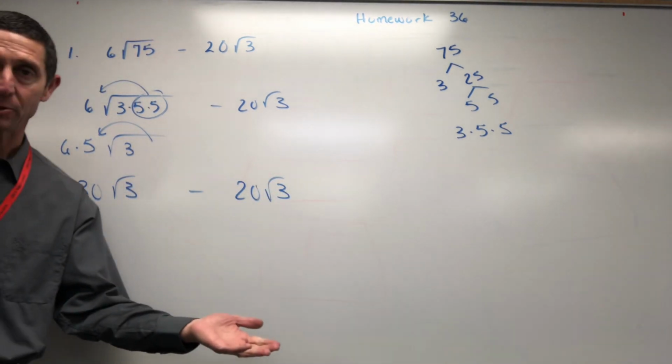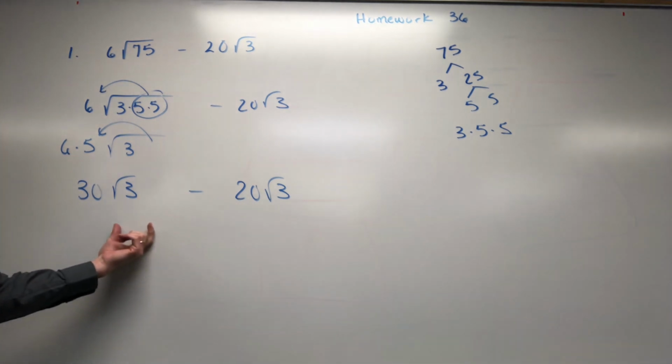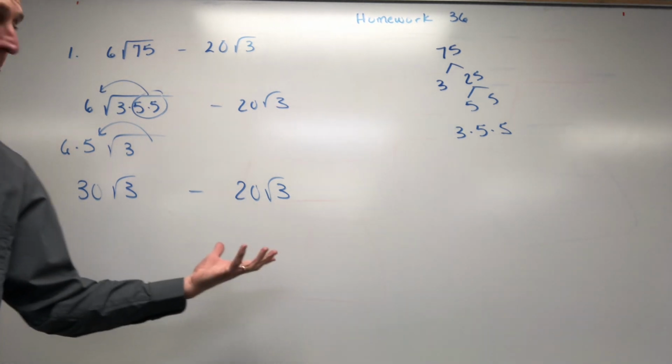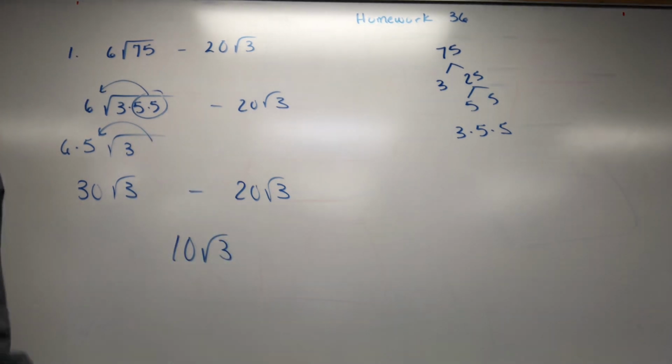Now you can add and subtract your like terms. Square root of 3, square root of 3. So if you've got 30 of them minus 20 of them, 10 of these left over. All right, so that's working it with square roots.